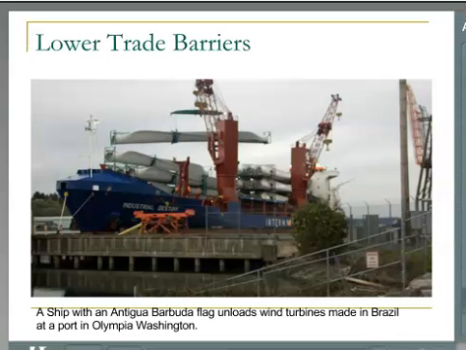I love this picture as a snapshot of what globalization means. Here we have a ship with an Antigua Barbuda flag. That means that's who they pay their taxes to. And they're unloading wind turbines that were made in Brazil at a port in Olympia, Washington, so that Washington can build their wind generating power station. So that's a good illustration of, just in the Western Hemisphere, economic integration and interaction.